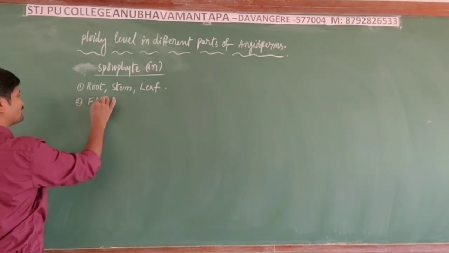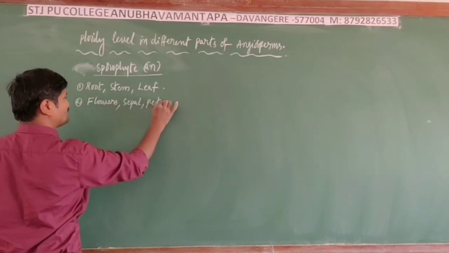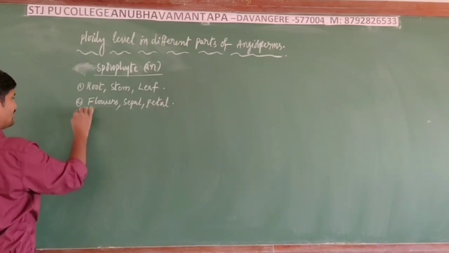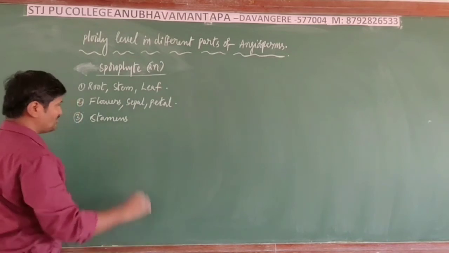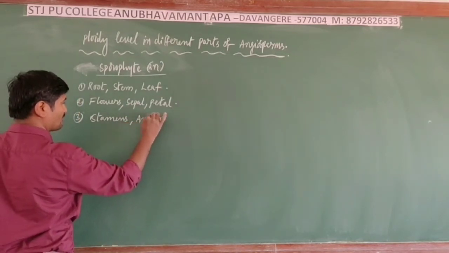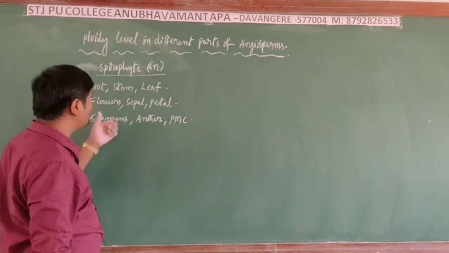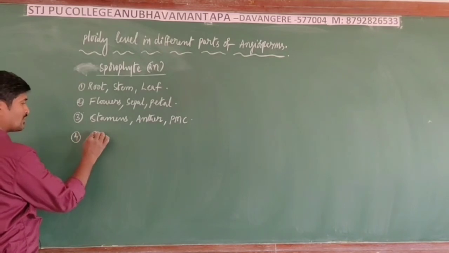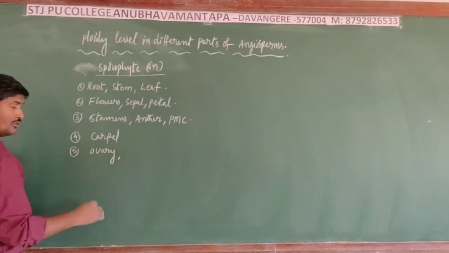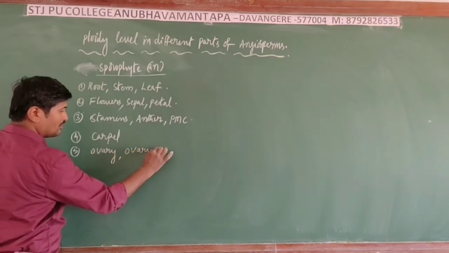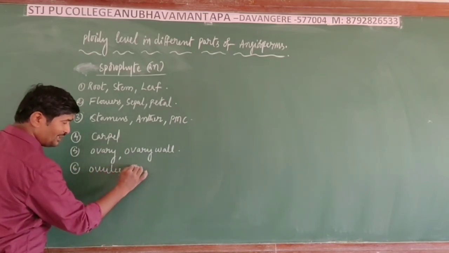Next, flowers, sepals, petals. These are also diploid. Next one, stamens, the male reproductive organs, stamens, anther. Next, inside the anther, the pollen mother cell, which is also diploid. Next one, carpel. Next one, ovary, okay, ovary wall. Next one, ovules. After fertilization, the ovules develop into the seeds.